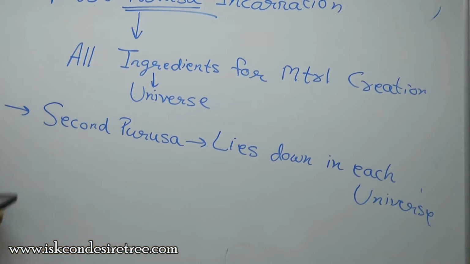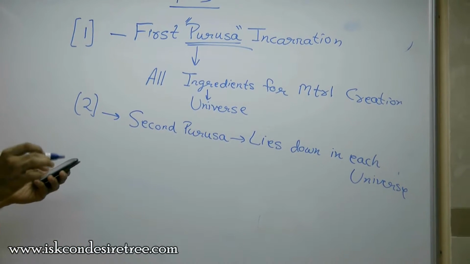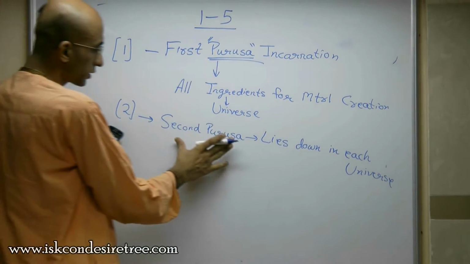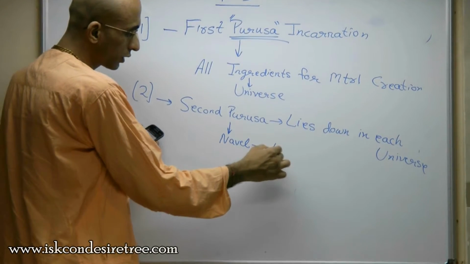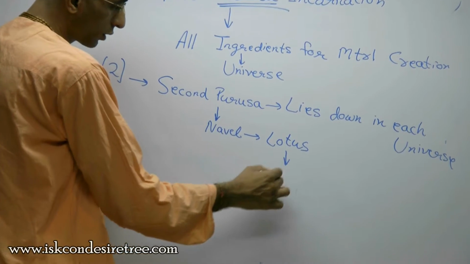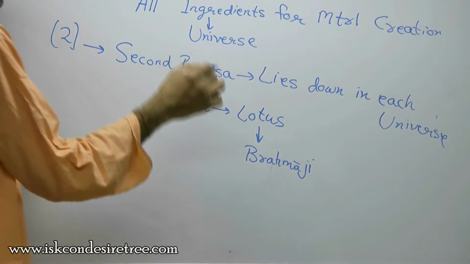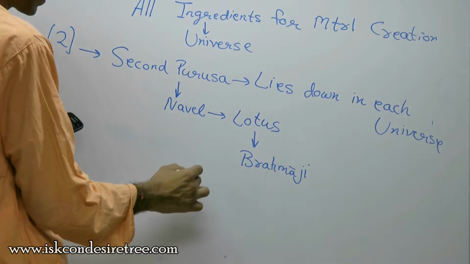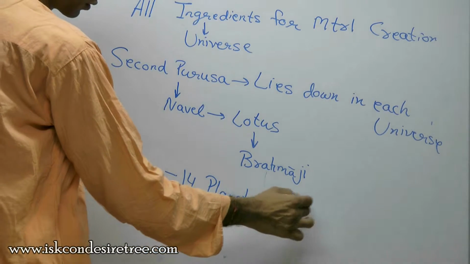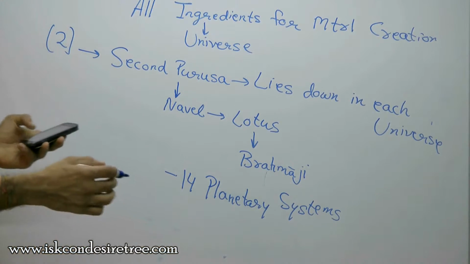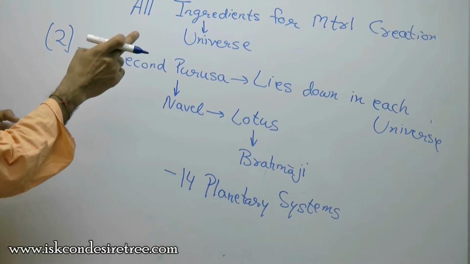This is the second verse which explains that: Yasyambhasi shayanasya yoga nidram vitanvatah nabhi hradambujat. From this second Purusha, from his navel, a lotus appears. On that lotus, Brahmaji takes birth. And on this lotus stem, 14 planetary systems are created in the universe. So different planetary systems lie on the stem of this lotus, which comes out of the navel of the second Purusha.